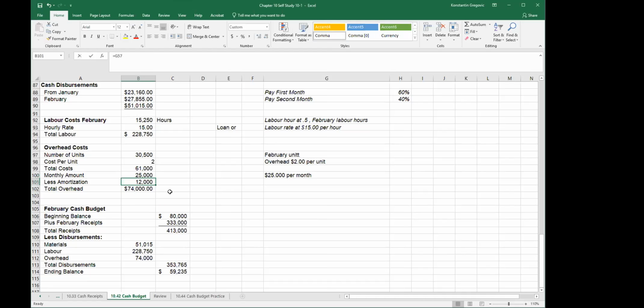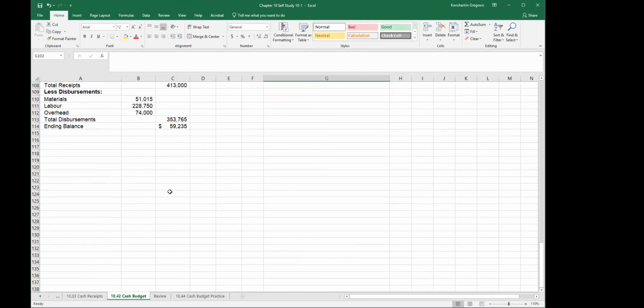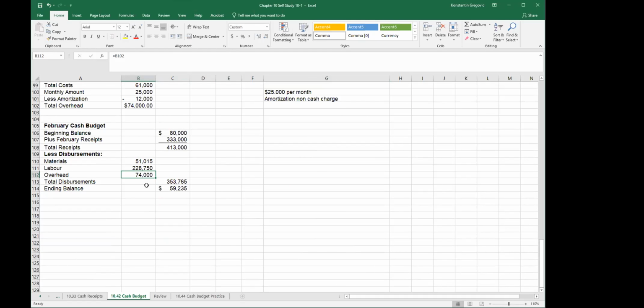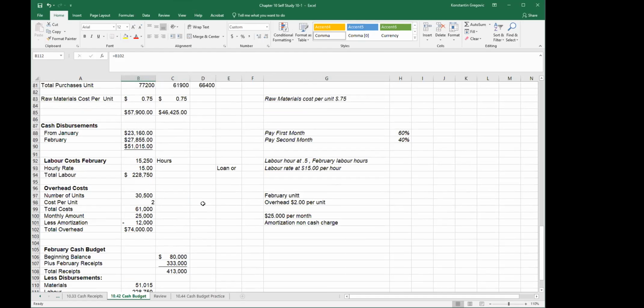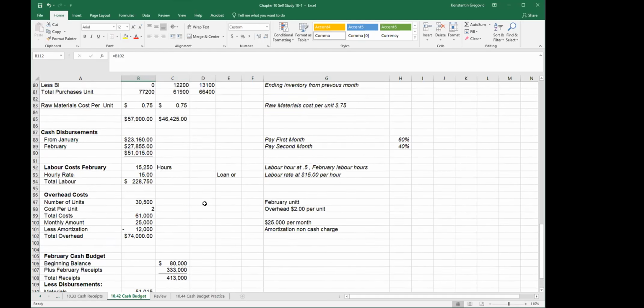Remember that amortization is a non-cash charge. You adjust for it down here. Good question. Any other questions?